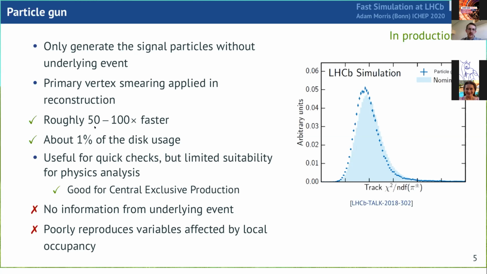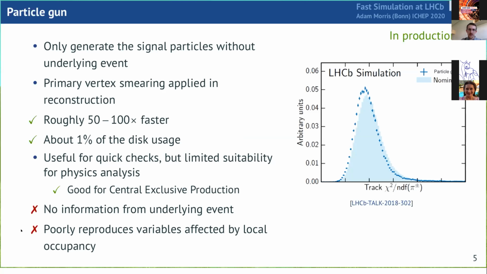This is very quick, it's roughly 50 to 100 times faster, and has an additional advantage of using 1/100th of the disk space. It's useful for quick checks, but has limited suitability for physics analysis. One good example is centrally exclusive production-like analysis. The obvious disadvantage is that there is no information on the underlying event.